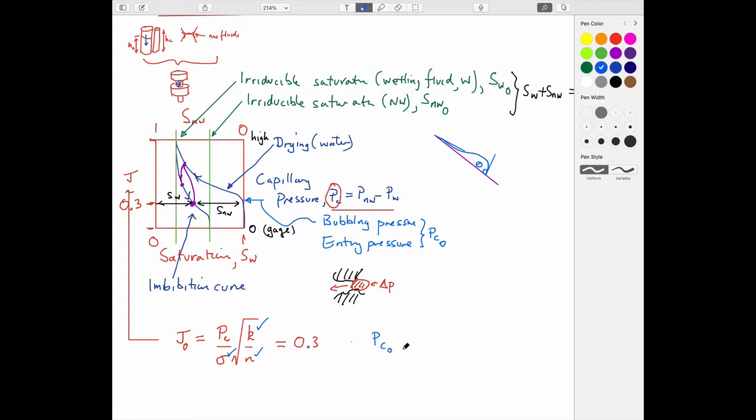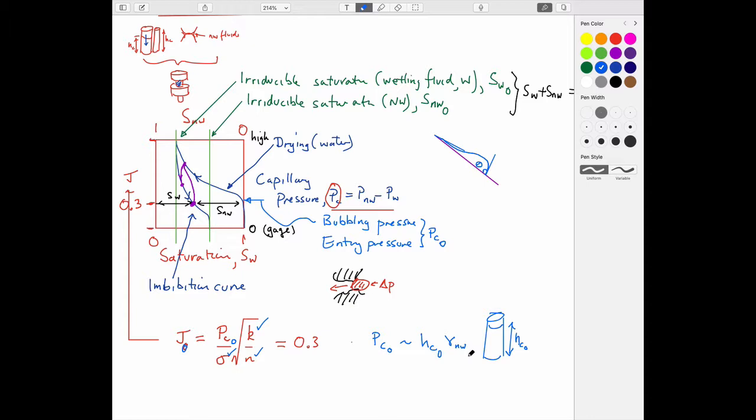If we know what the entry pressure is, PC0, so if this is 0, then this would also be 0. If we know PC0, then we also know that this is equal to a height rise times the unit weight of the non-wetting fluid. And so this is this height rise that exists. Not a very good drawing, I don't think, but this is HC0. And so it tells us something about the column height that we'd have to get to invade the system.